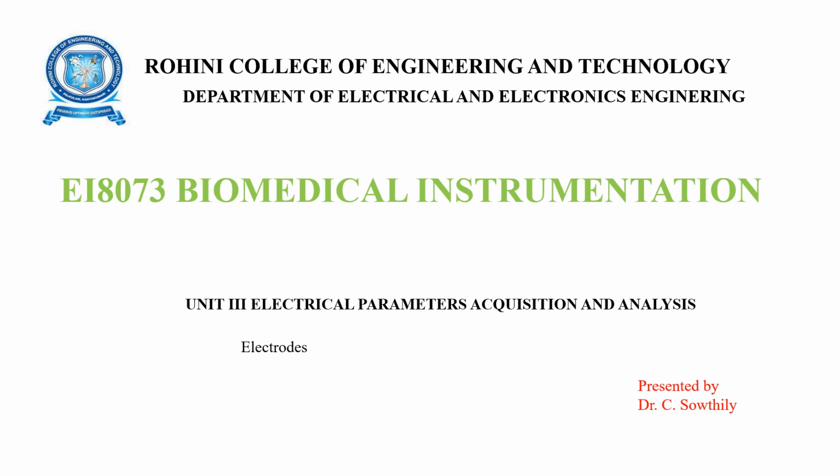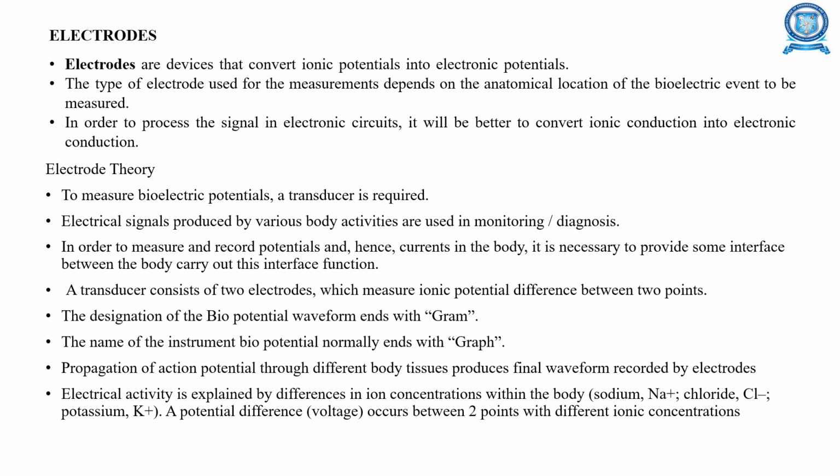In this PPT, we will discuss Unit 3, Electrical Parameters, Acquisition and Analysis. The first topic is electrodes. Electrodes are devices that convert ionic potentials into electronic potentials. In order to process the signals in electronic circuits, it is better to convert ionic conduction into electronic conduction.